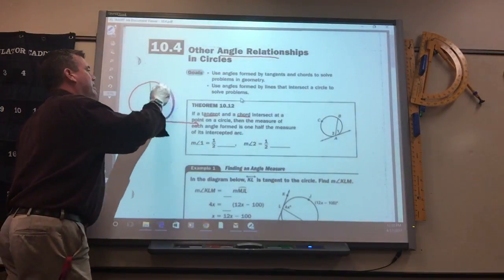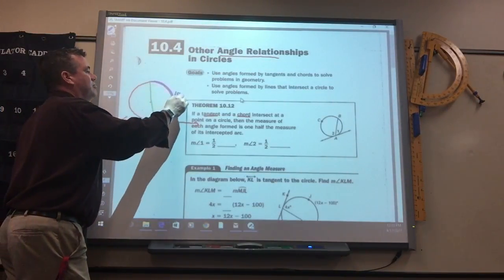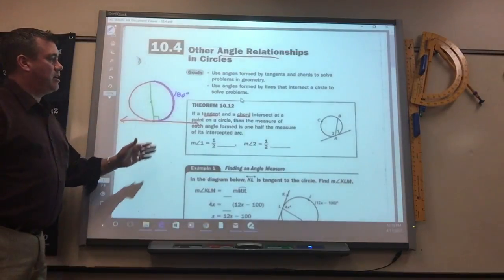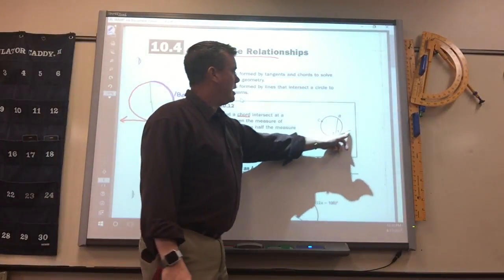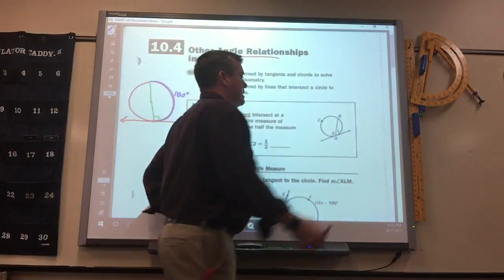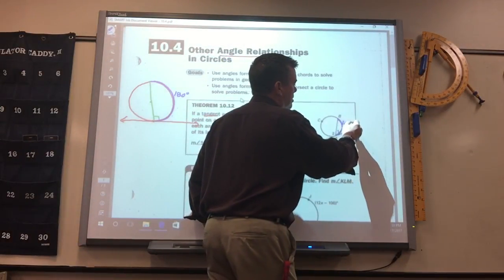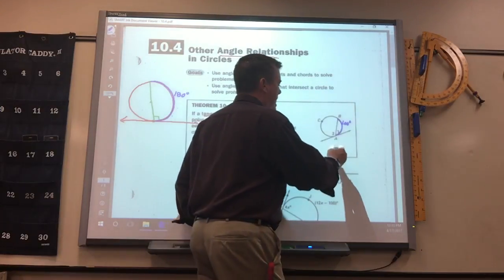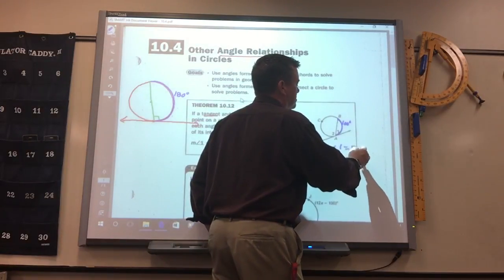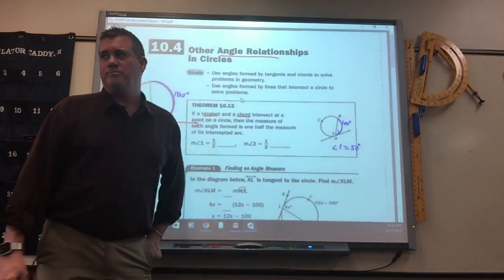What is the arc that it intersects? 180. So this theorem is now if you've got a tangent and a chord, if you know what the arc is, the angle is half. It's just like an inscribed angle.